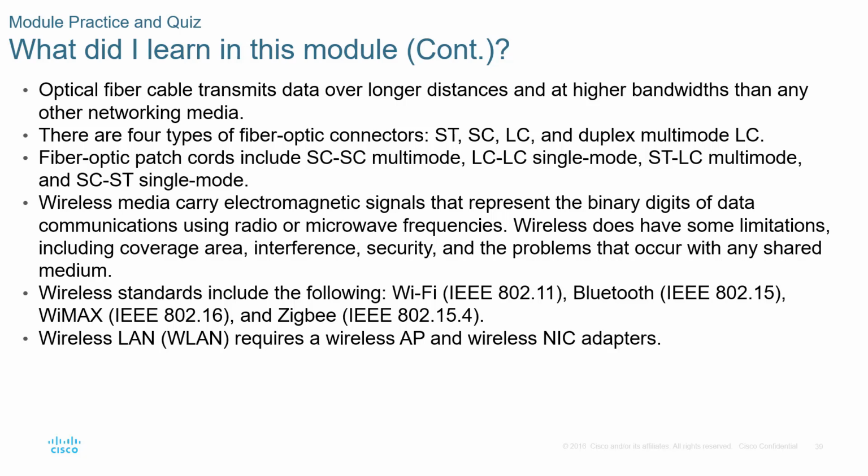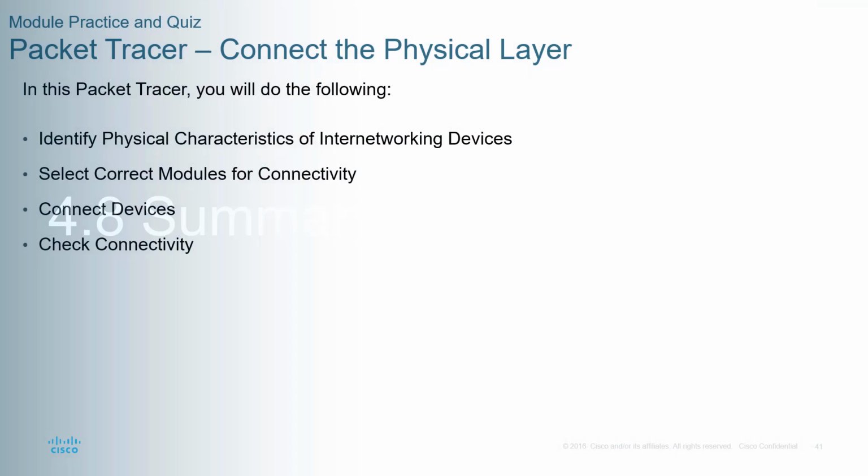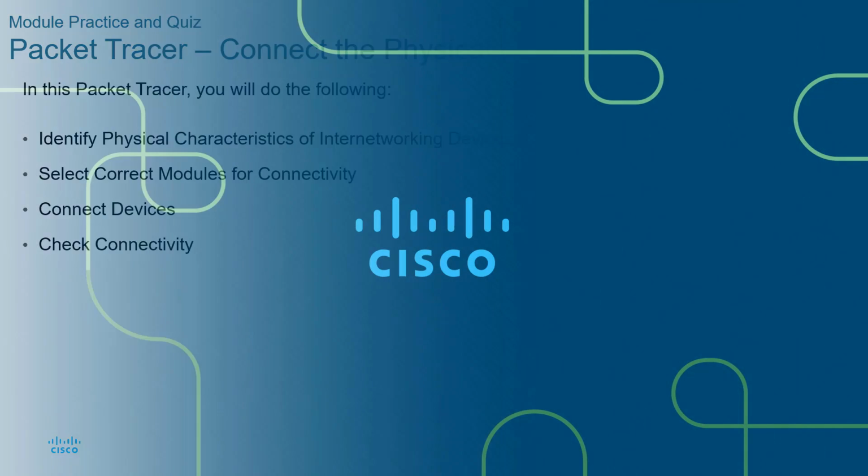We talked about wireless. We talked about IEEE 802.11, Wi-Fi. We talked about Bluetooth, WiMAX, and we talked about basically how a wireless LAN operates using an access point and wireless NICs. Lastly, we have another packet tracer about connecting devices and troubleshooting.